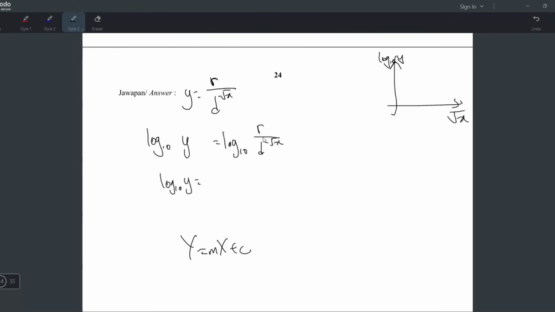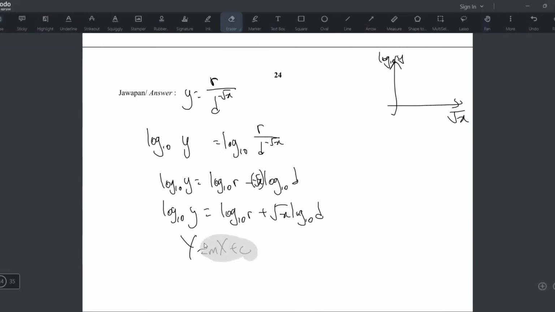So you have to pecahkan dia lah. Okay, single log divide memang boleh pecah jadi separate log minus. So it becomes log 10r minus log 10 d power negative square root x, and the power you can put it in front. So it becomes negative square root x like this. Okay, negative negative become positive. So it becomes log 10y equals to negative negative jadi positive, right? So it becomes log 10r plus square root x log 10d.